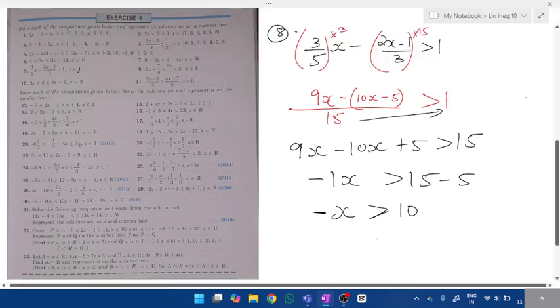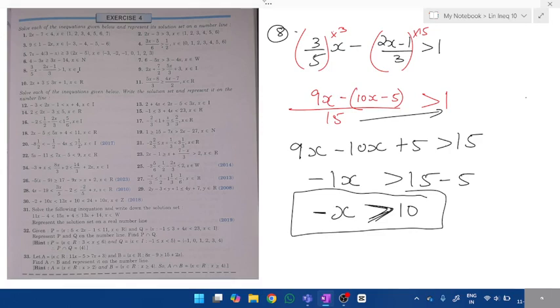All these were easy questions. You all struggle. Look here. This part is very important. Minus x is greater than 10. This x shouldn't have minus. You have to shift it to the other side. It is a negative value.